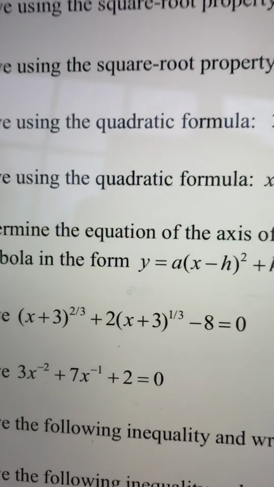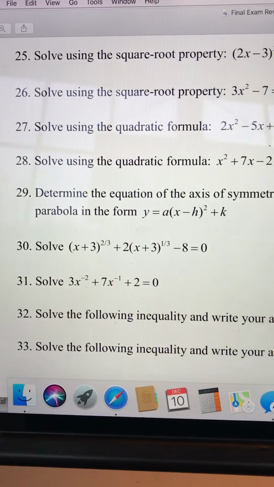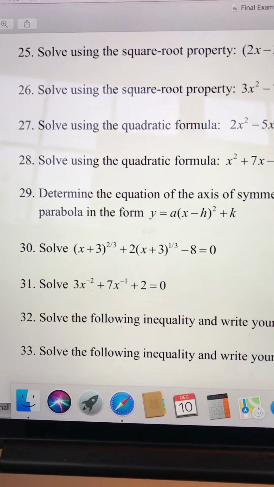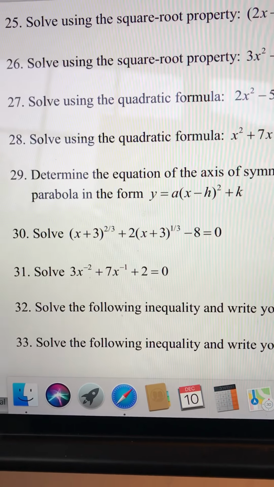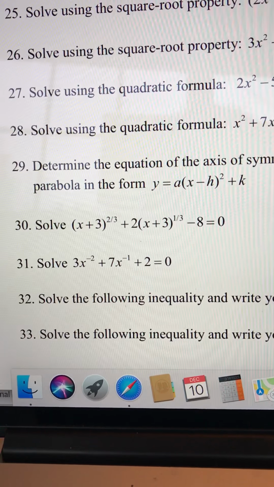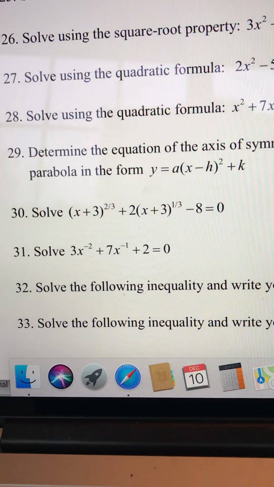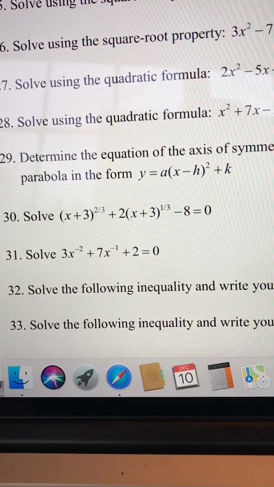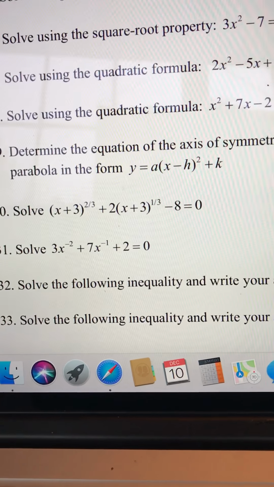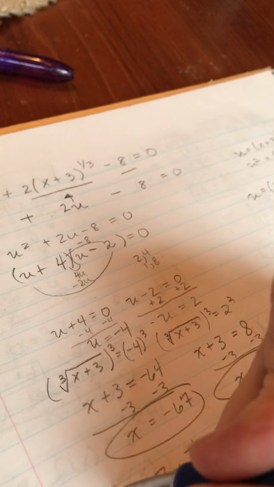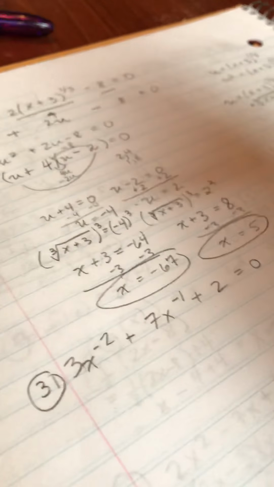All right, next problem is similar but a little bit easier. Number 31, solve 3x to the negative 2 power plus 7x to the negative 1 power plus 2 equals 0. All right, so I wrote this down almost, I made a little mistake here, 3x to the negative 2 power. Always make sure that you write it down correctly.